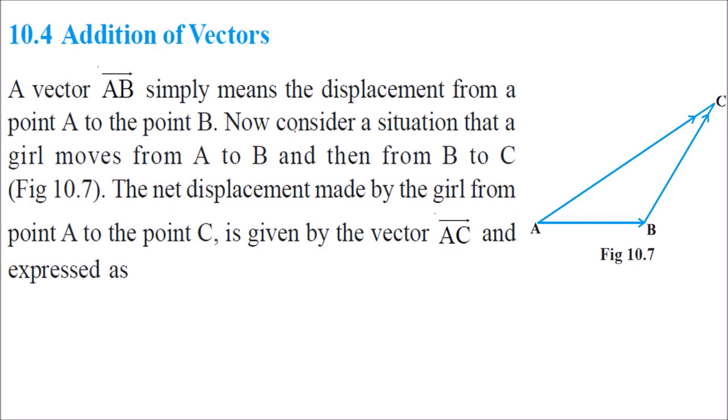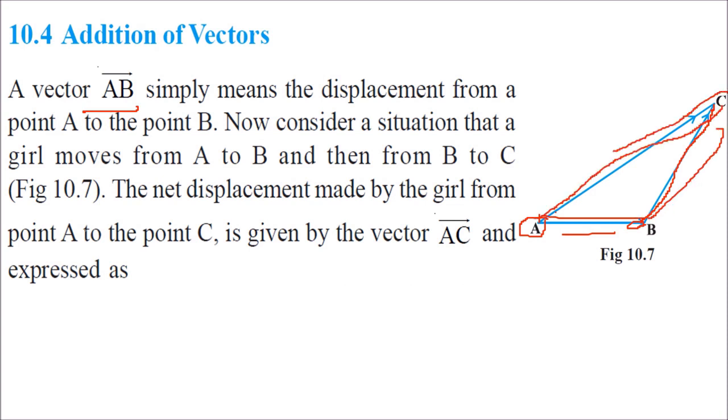Now, addition of two vectors. We know how to add two numbers. So the vector AB simply means the displacement from point A to point B. Let us consider one more situation. We have one more move from B to C. So our movement is from A to B and B to C, but our displacement is from A to C.